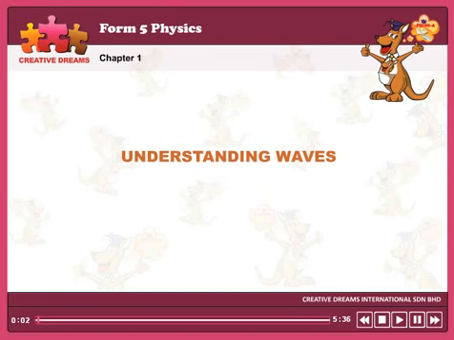While a longitudinal wave is a wave in which the vibration of the particles is parallel to the direction of the propagation of the wave. An example of a longitudinal wave is sound wave.